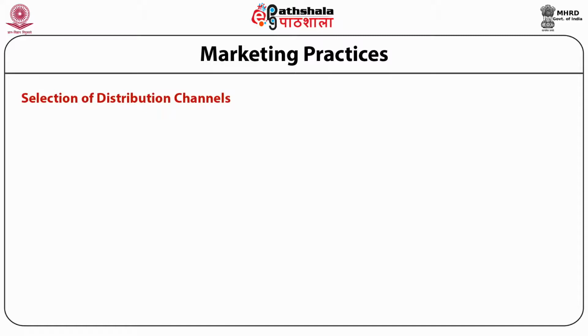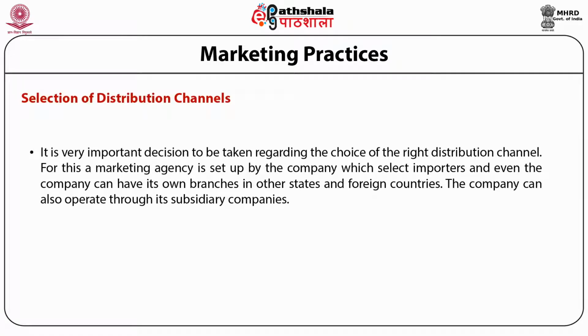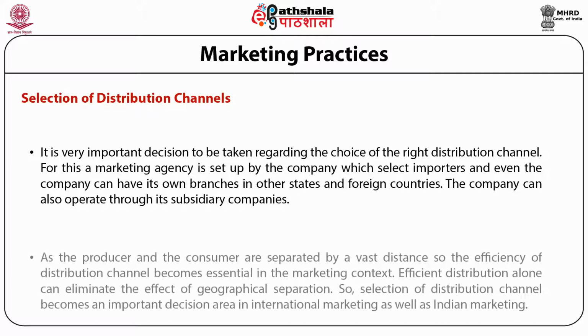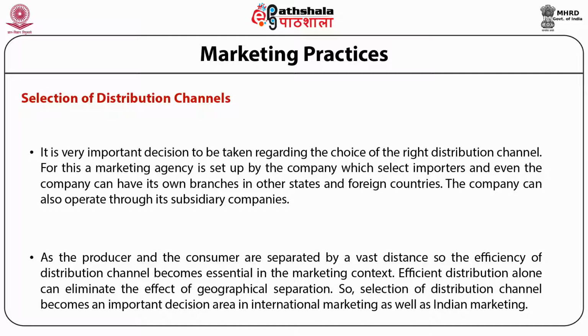Selection of distribution channels. It is a very important decision to be taken regarding the choice of the right distribution channel. For this, a marketing agency is set up by the company which selects importers, and even the company can have its own branches in other states and foreign countries. The company can also operate through its subsidiary companies. As the producer and the consumers are separated by a vast distance, the efficiency of the distribution channel becomes essential in the marketing context. Efficient distribution alone can eliminate the effect of geographical separation, so selection of distribution channel becomes an important decision area in international marketing as well as Indian marketing.